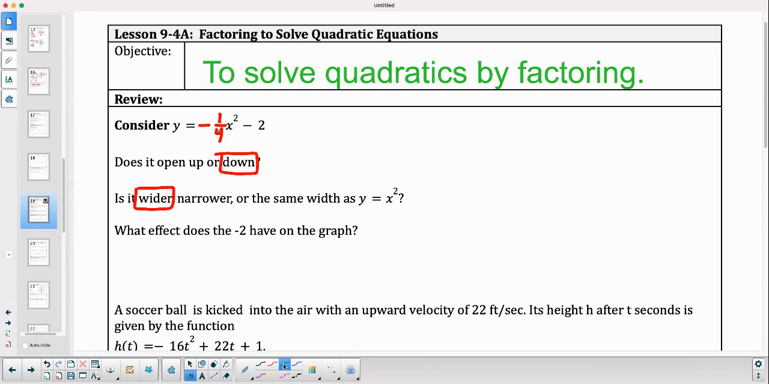The -2, that's called the C term. That moves the entire graph down 2 units. So it takes the entire graph and shifts it vertically down 2.